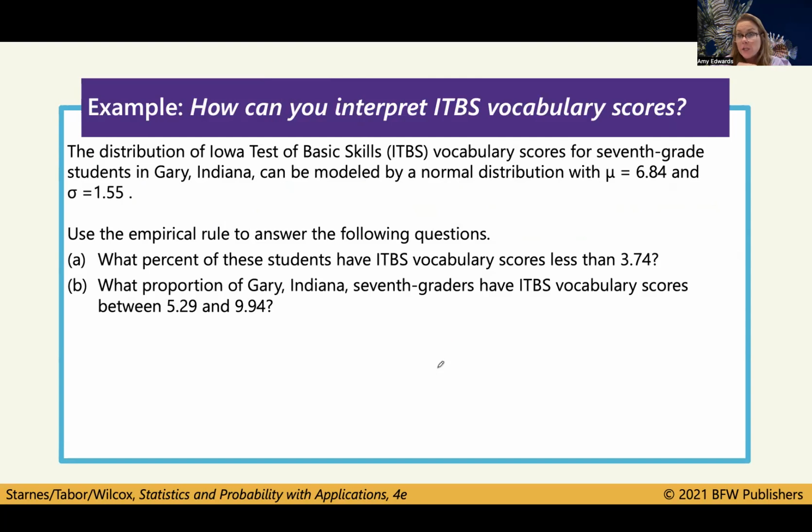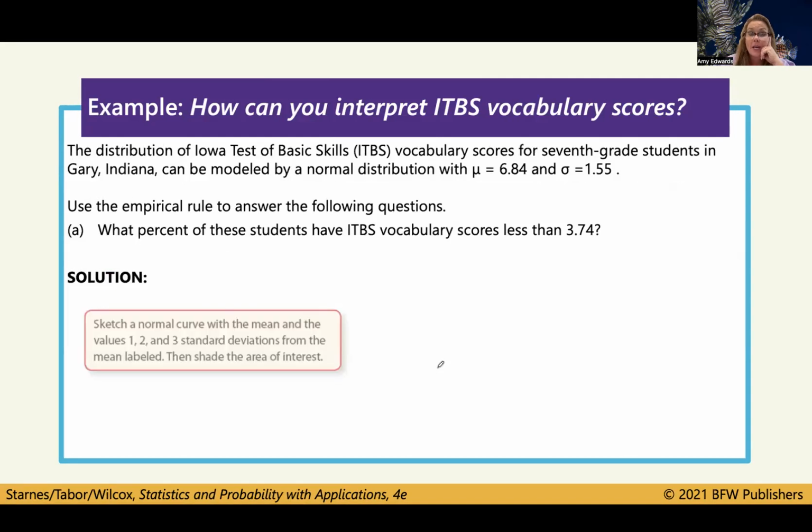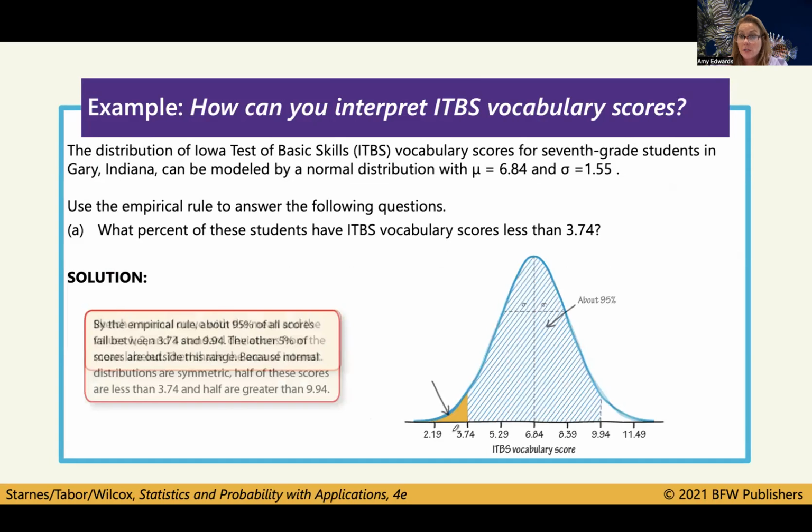So let's go back to our test scores. A mean of 6.84, standard deviation of 1.55. So we want to answer how many had less than a 3.74 score. We're going to do A first, okay? So let's go back to our normal distribution. We're going to sketch it. We're going to sketch this so we get an idea, okay? We are wanting to know this area right here, okay? This yellow shaded region. Now let's go back to our empirical rule, okay?